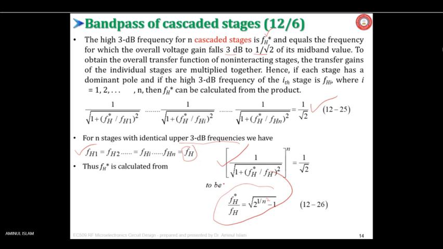Yes, 1.41. 1.4 something, okay. Then minus 1. If you subtract 1 and then take the square root, what will be the value? If you have a calculator or mobile, just calculate and tell me. 0.64 only, okay. So FH star equals FH into that value, 0.64. Suppose FH, the upper 3dB frequency, is 10 kilohertz, for example.